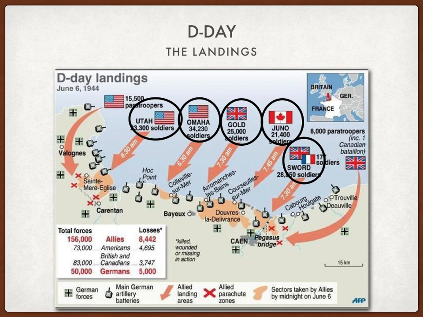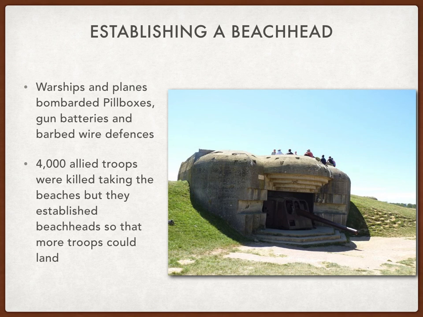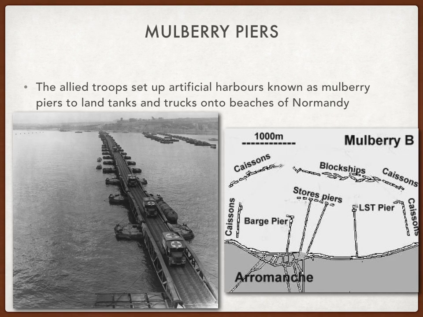On the day itself, the first day of fighting, 4,000 Allied troops were killed taking the beaches. Warships and planes bombarded these things that you can see in the picture, pillboxes, which would have contained gun batteries and machine guns, used as defences for the Germans. They also would have bombed barbed wire fences so that soldiers could get through. Like I said, 4,000 Allied troops were killed taking the beaches, but they did establish beachheads so that more troops could land on the 5 beaches.